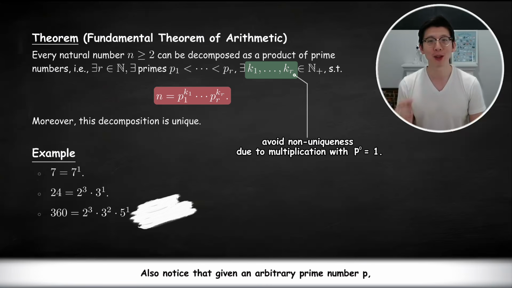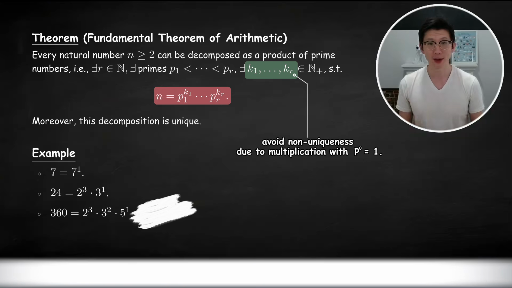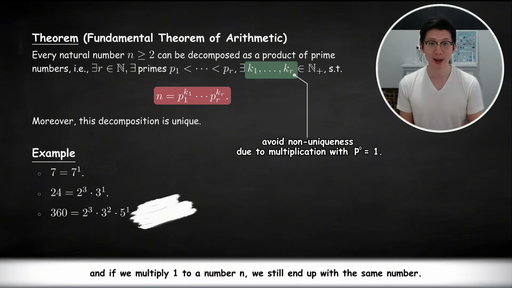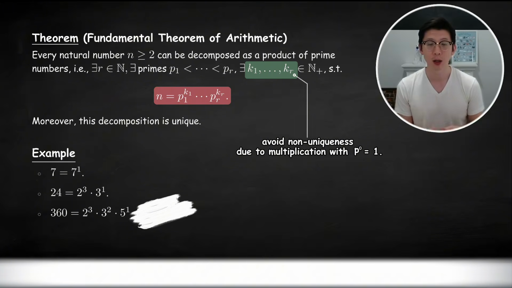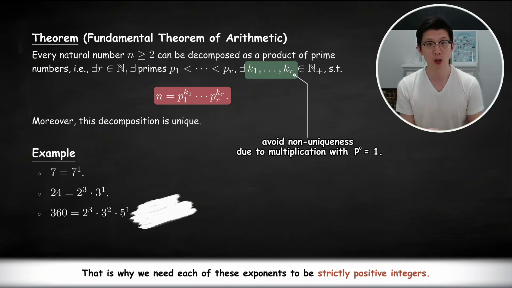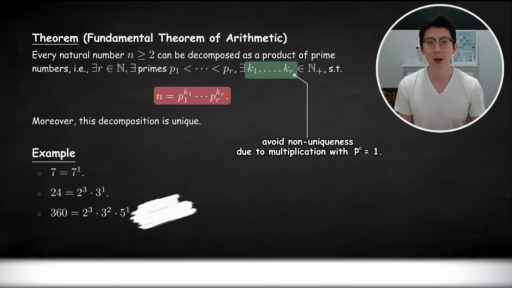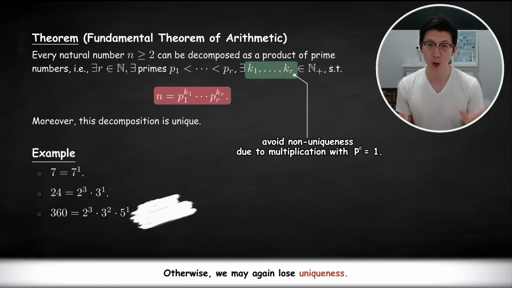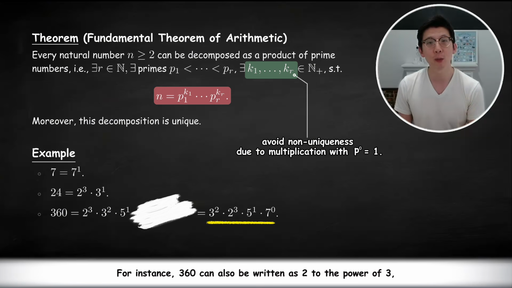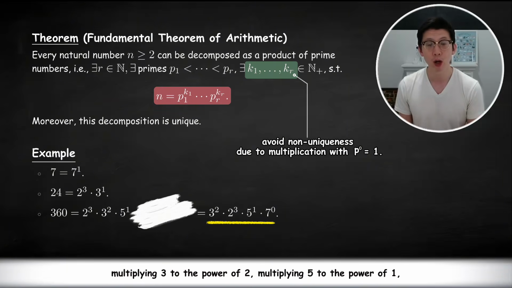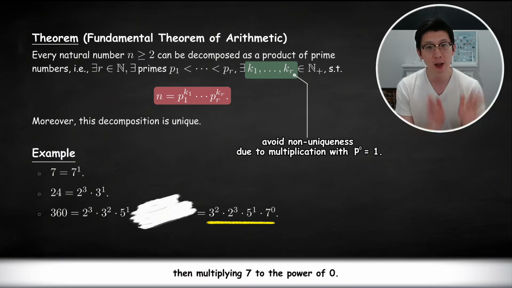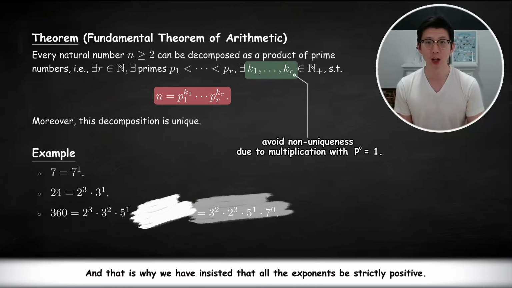Also notice that given an arbitrary prime number p, p to the power of 0 is always equal to 1, and if we multiply 1 to a number n, we still end up with the same number. That is why we need each of these exponents to be strictly positive integers. Otherwise, we may again lose uniqueness. For instance, 360 can also be written as 2 to the power of 3 multiplying 3 to the power of 2 multiplying 5 to the power of 1, then multiplying 7 to the power of 0. And that is why we have insisted that all the exponents be strictly positive.